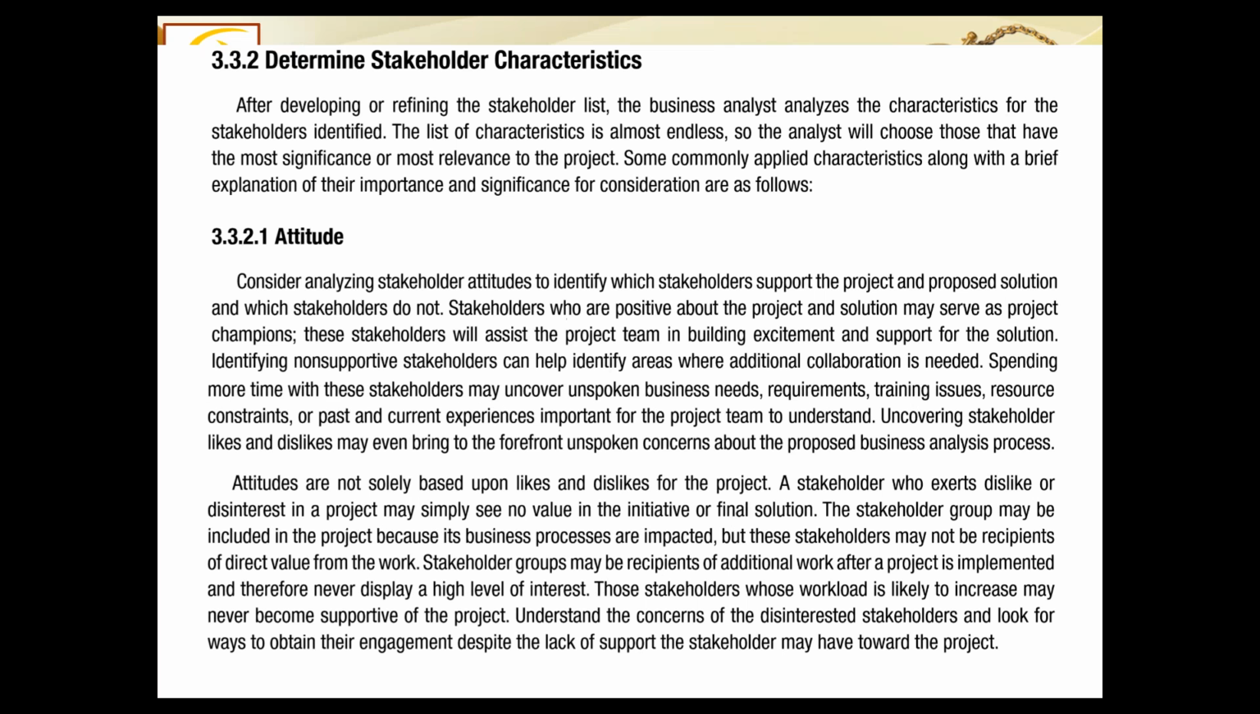Okay, then once you have identified the stakeholders, you determine the stakeholder characteristics. After developing or refining the stakeholder list, you may have a stakeholder list already and might have refined it now. The business analyst analyzes the characteristics for the stakeholders identified. The list of characteristics is almost endless, so the analyst will choose those that have the most significance or relevance to the project.